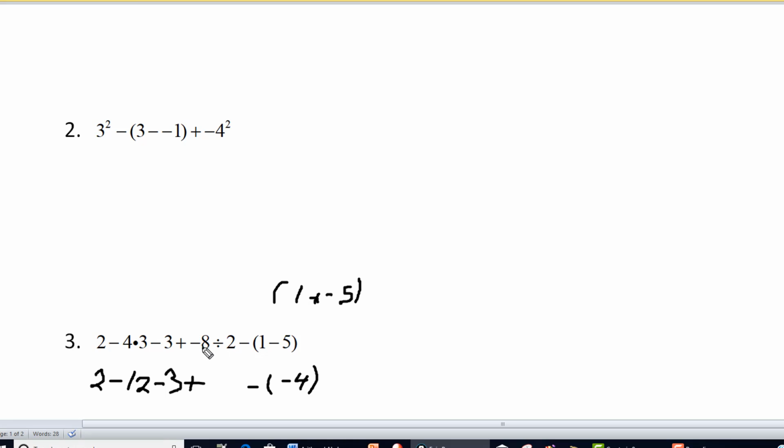Okay, and this one, division. Okay, so negative 8 divided by 2, the rule is, again, negative divided by positive is a negative, so this will be negative 4.